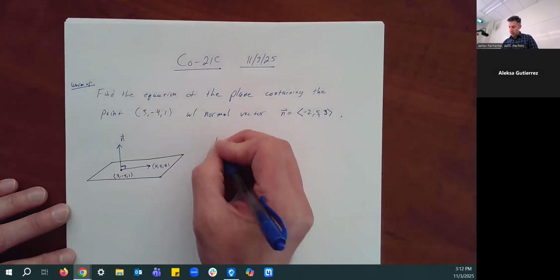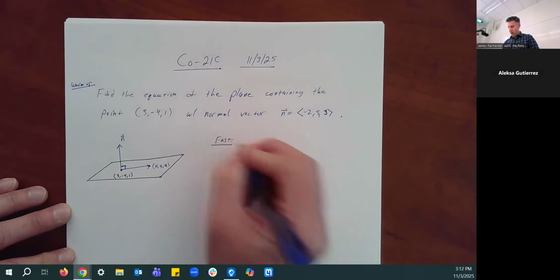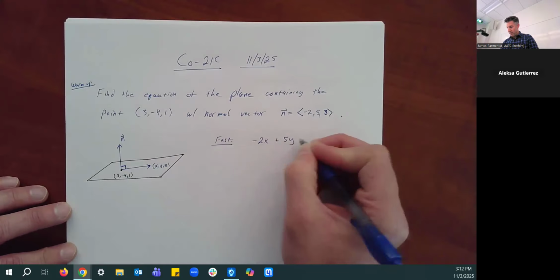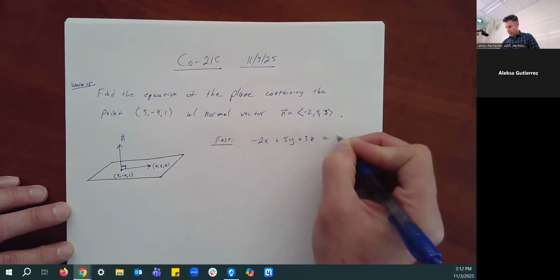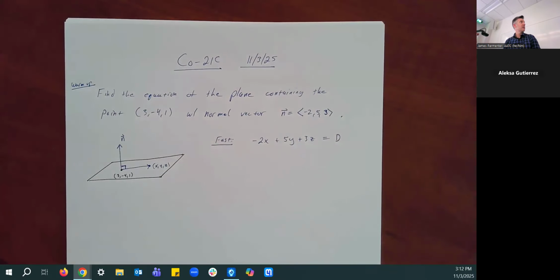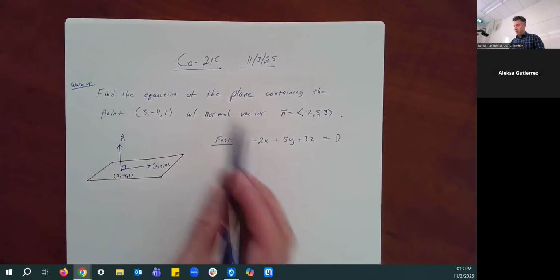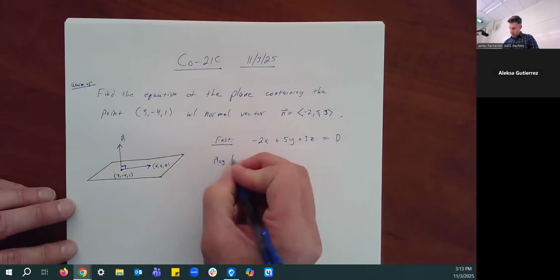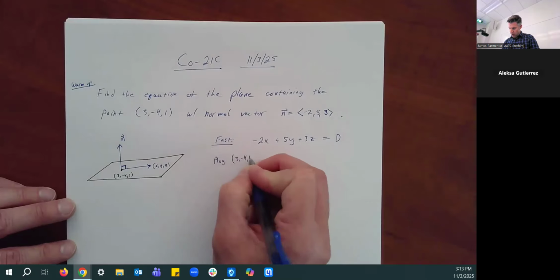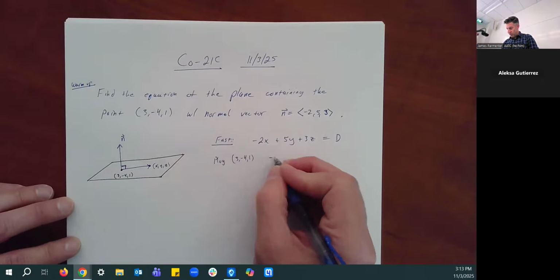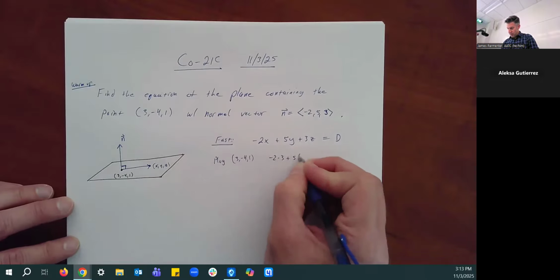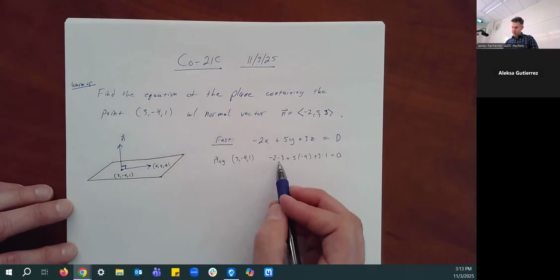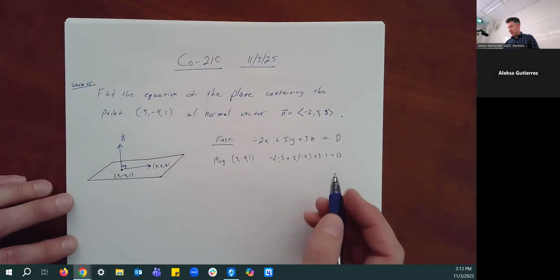So the fast way is just to say it's negative 2 times x plus 5 times y plus 3 times z equals some constant. Then you can just plug in your point to solve for the constant. So I plug in the point (3, -4, 1) and I get negative 2 times 3 plus 5 times negative 4 plus 3 times 1 equal to d. Let's see, that's negative 6 minus 20 plus 3. That's negative 23, I think.